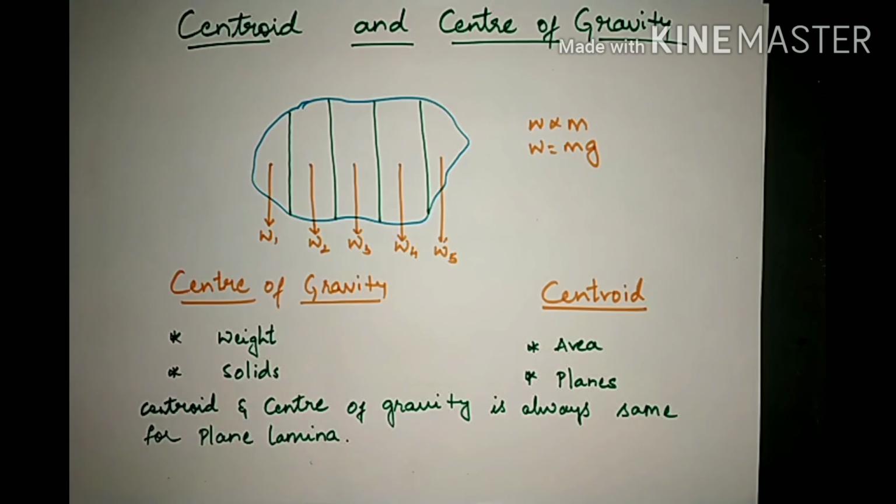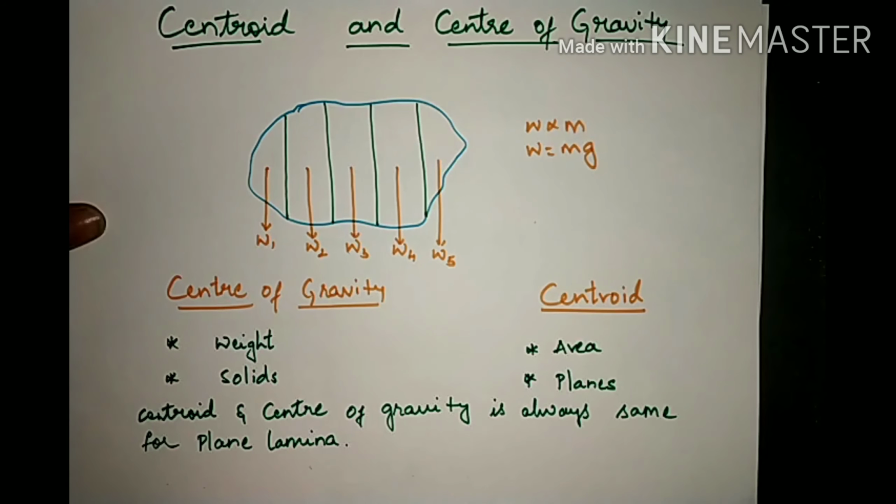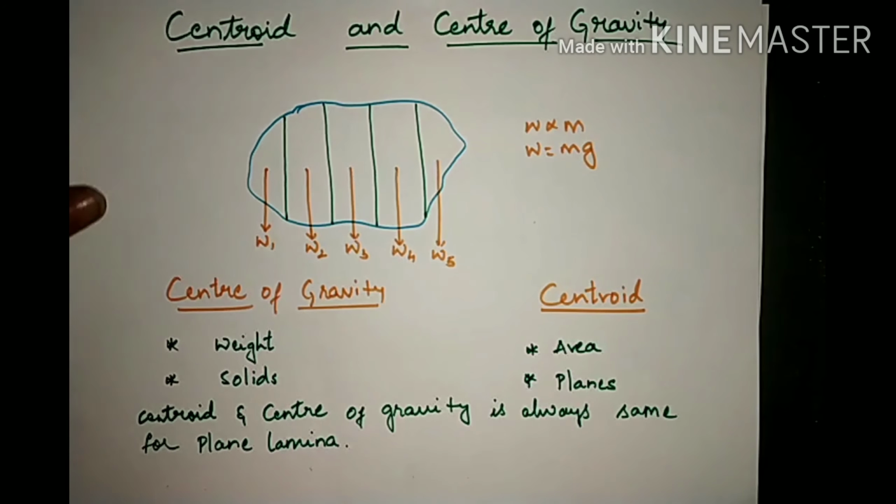Whereas centroid is a point through which the entire area of the plane lamina is assumed to be concentrated. So centroid refers to plane figures only, like rectangle, triangle, circle, etc., while center of gravity refers to solids. So we can say that center of gravity depends on weight and is denoted for solids, whereas centroid is for areas and for planes. Now you have to understand that centroid and center of gravity are always the same for a plane lamina.